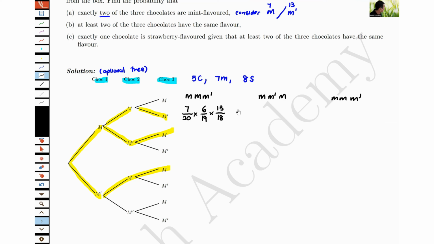Now, second case, we continue to add. So we do 7 over 20, 13 over 19, 6 over 18. And last case. Oh, my bad. Thank you. Third case here, right? Third case here is M prime first. So third case starts with M prime, which is 13 over 20, 7 over 19, and 6 over 18. We add up the 3 cases.